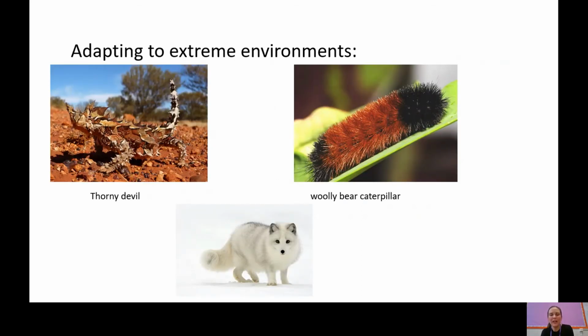So I've got 3 animals on the screen here, and these are all animals that have adapted to very extreme environments. We've got the thorny devil, the woolly bear caterpillar, and the Arctic fox. So as you can see, the thorny devil lives in a very hot place, lives in Australia. Both the Arctic fox and the woolly bear caterpillar live in extremely cold places. So we've got extremely hot and extremely cold places.